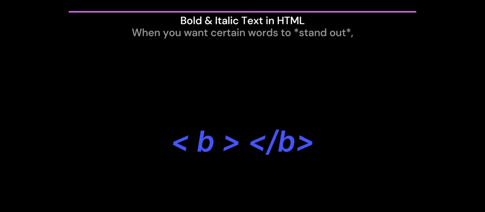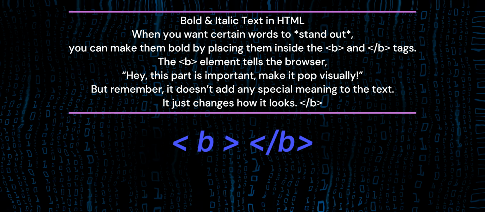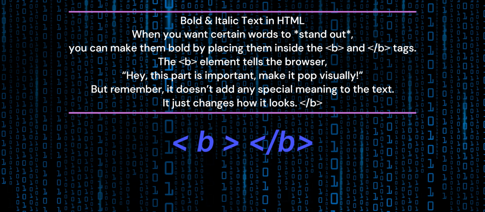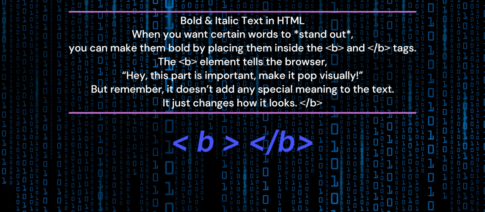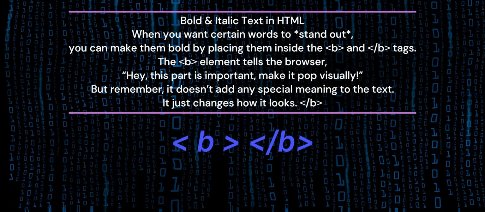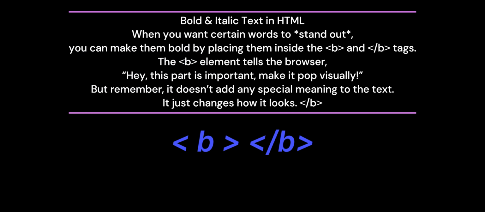Bold and italic text in HTML. When you want certain words to stand out, you can make them bold by placing them inside the B and /B tags. The B element tells the browser, hey, this part is important, make it pop visually. But remember, it doesn't add any special meaning to the text. It just changes how it looks.